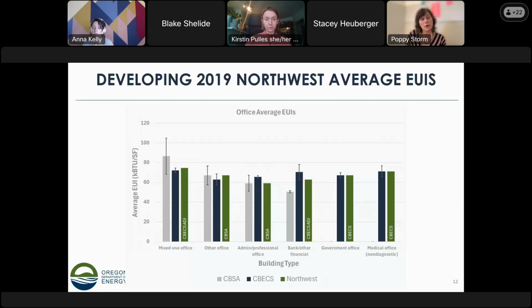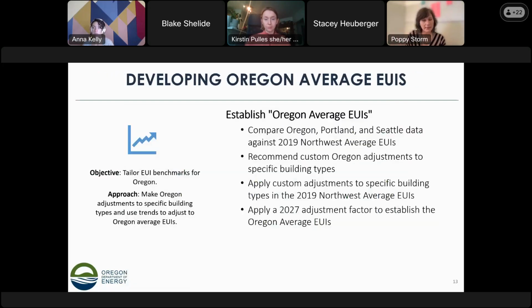And then we move on to actually tailoring those to Oregon. And we're definitely happy to answer any questions. If you have any questions on the details, we'll have plenty of time at the end to answer those questions. So this slide goes over our approach to then tailoring the EUIs to Oregon.